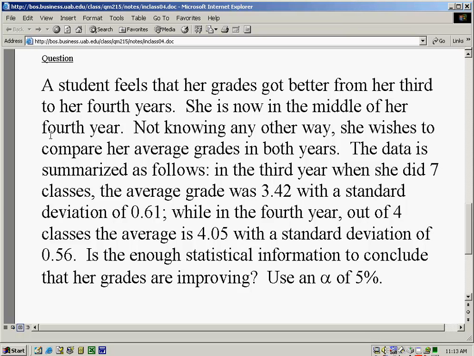In the third year, when she did 7 classes, the average grade was 3.42 with a standard deviation of 0.61. Well, in the fourth year, out of 4 classes, the average is 4.05 with a standard deviation of 0.56. Is there enough statistical information to conclude that her grades are improving? Use an alpha of 5%.